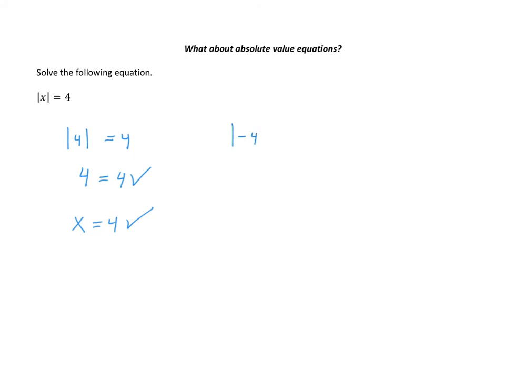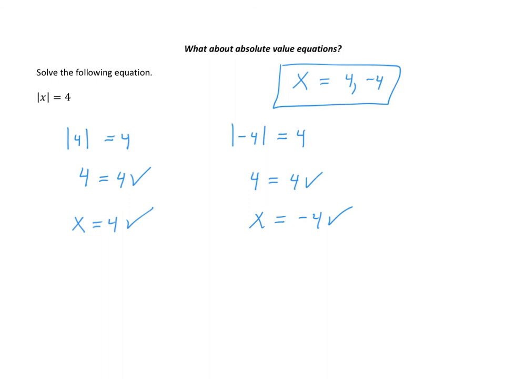But also, if you put negative 4 in place of x, the absolute value of negative 4 is also 4, and we get the second solution of negative 4. This means there are 2 solutions to the equation, not just 4, but also negative 4, so 2 values actually work. And even though this question was pretty simple, it shows a method that you can use to solve a much more complicated absolute value equation.